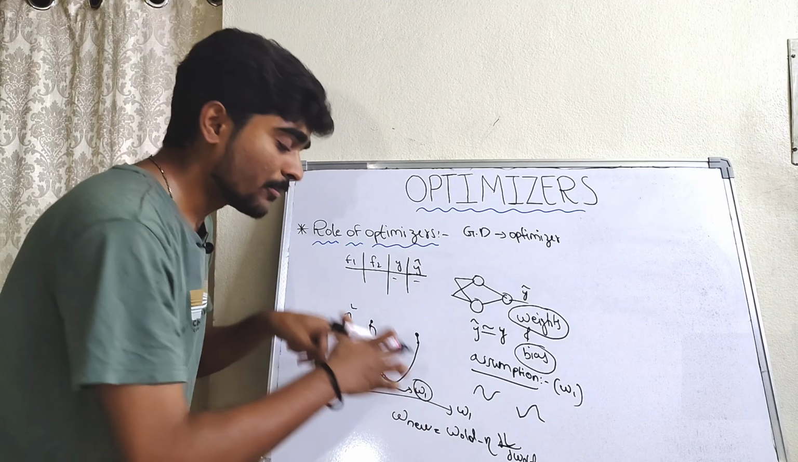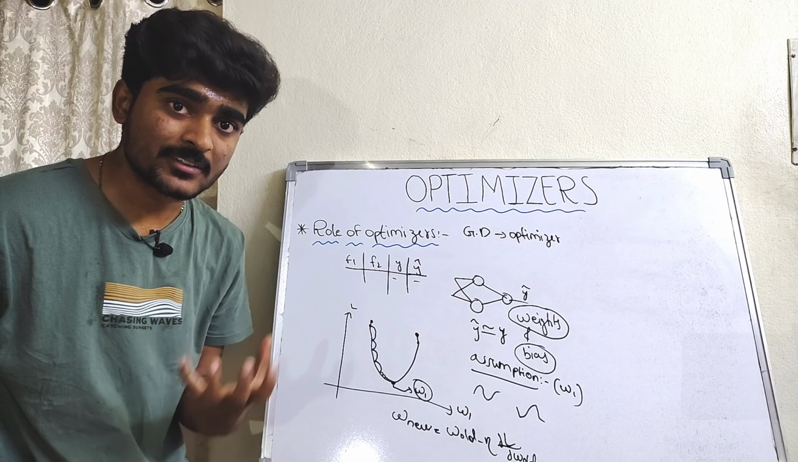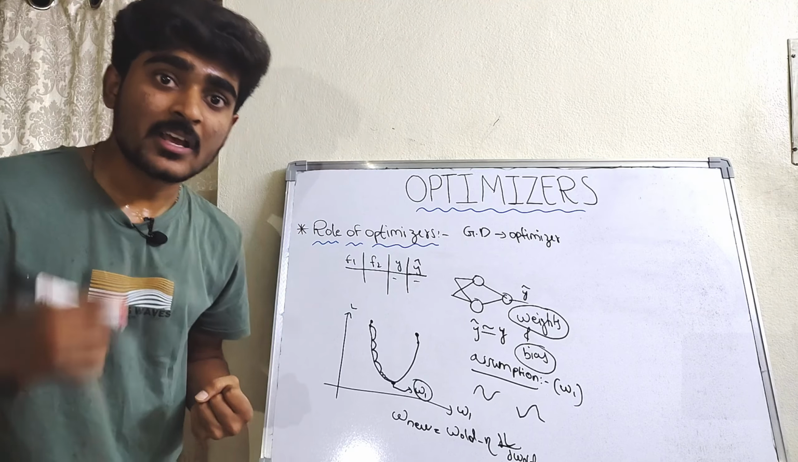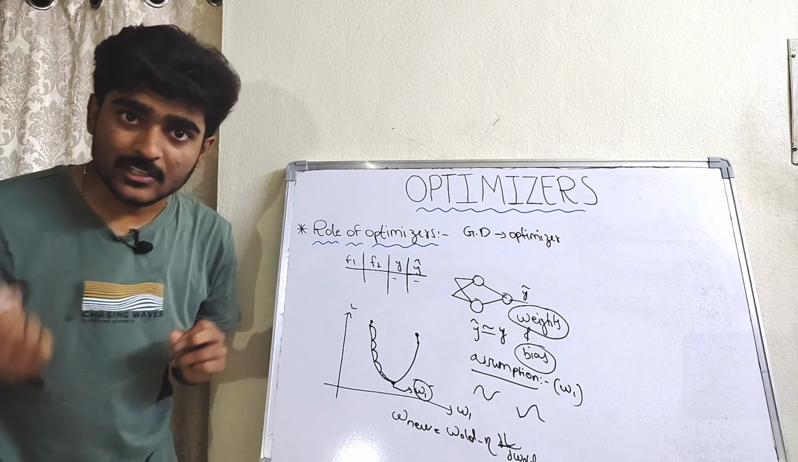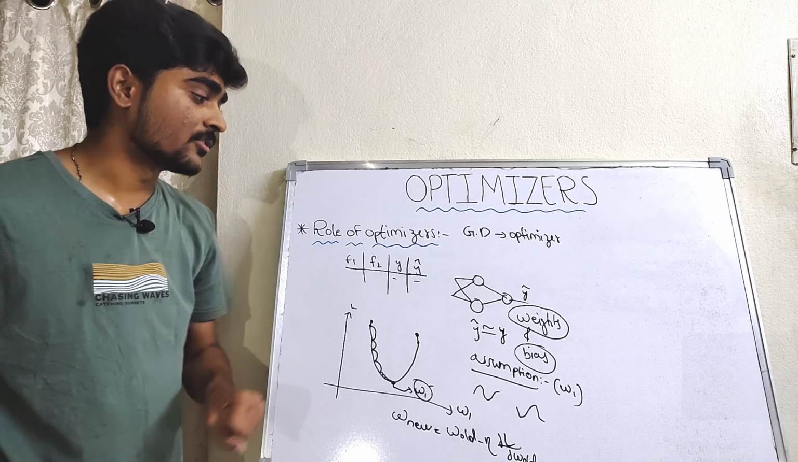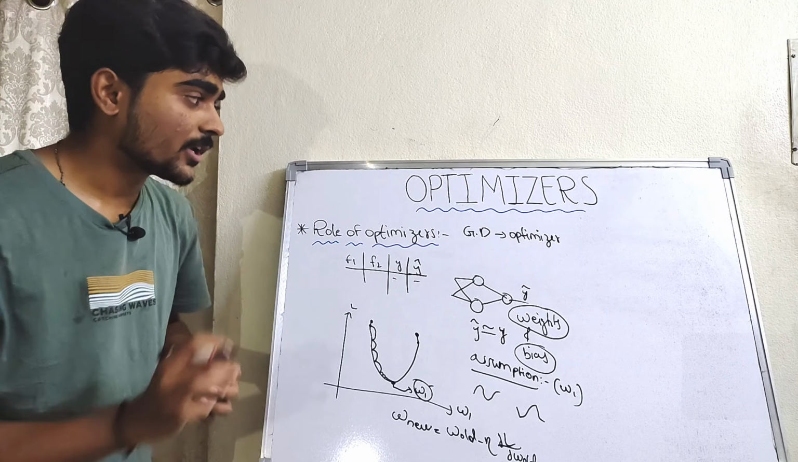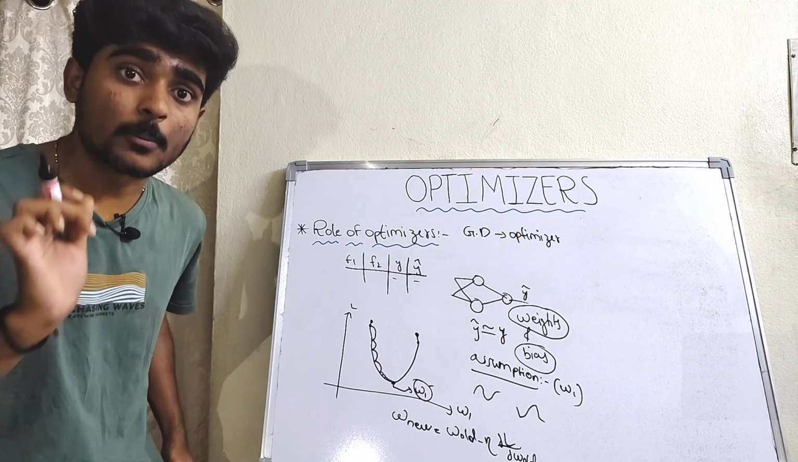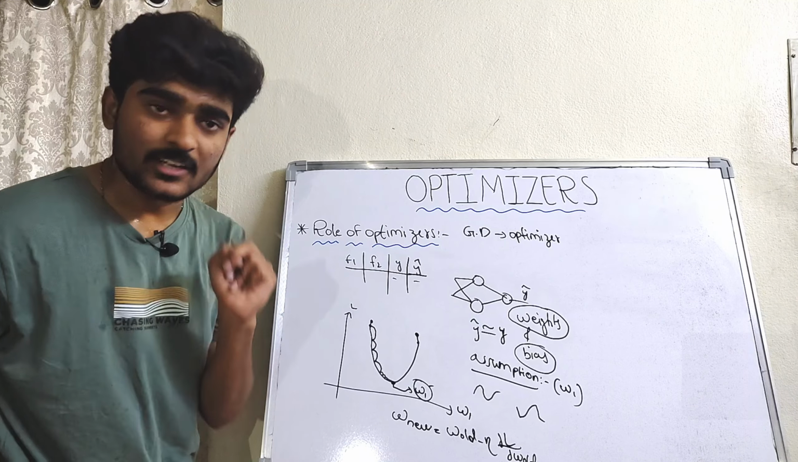Because it is optimizing the weights and bias values, and finally returning our optimum weights and bias values. So that is why gradient descent is called an optimizer. Now, this gradient descent has three variants in it.